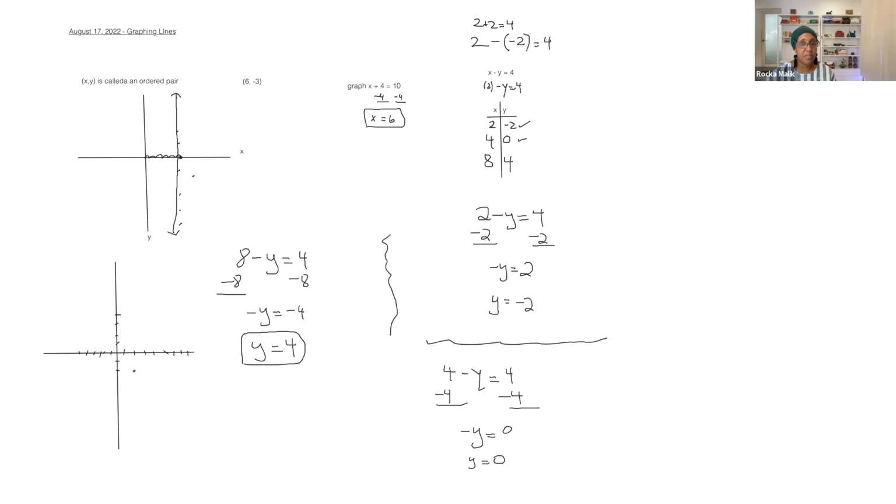And then the next one is 4 comma 0. So I start at the origin, I go to the right 4: 1, 2, 3, 4, and then I don't go anywhere. I just stay right there on the line. And then 8 comma 4. Go from 0, 1, 2, 3, 4, 5, 6, 7, 8, and up 4.